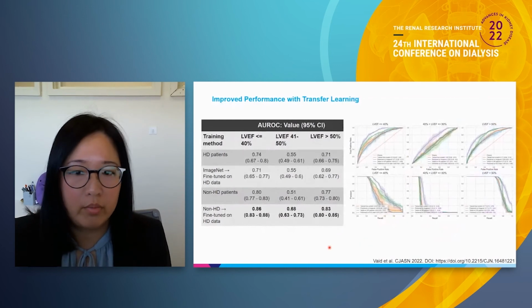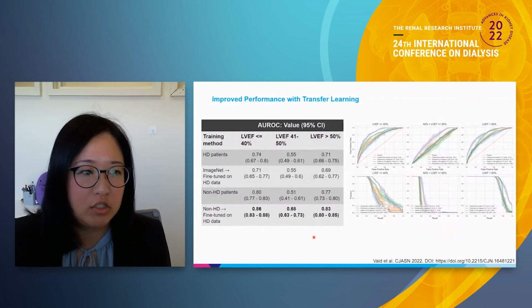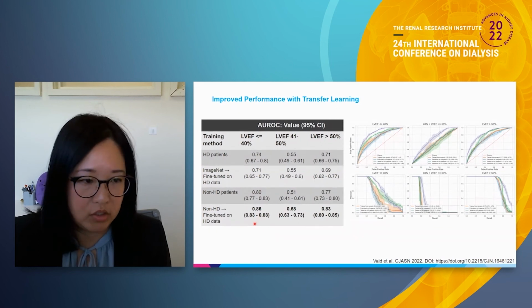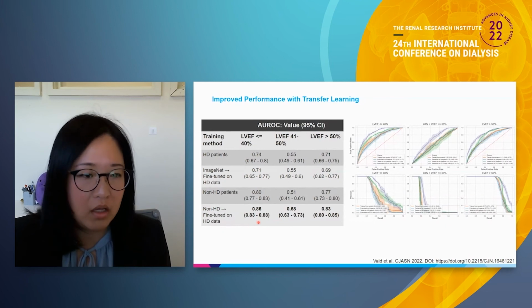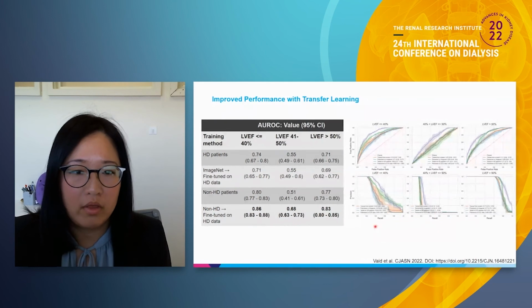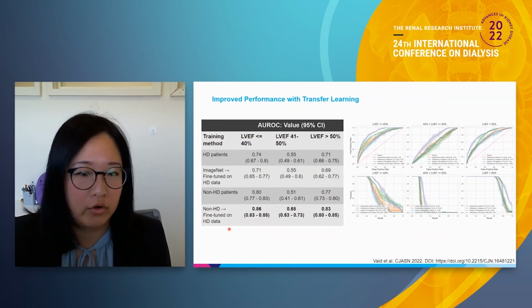So this is the overall performance of the 4 different strategies for the 3 different categories of LVEF. What I want to highlight is that the model that is transfer learned, meaning trained in non-HD patients and further fine-tuned in HD patients, has the highest AUC for all of the 3 different LVEF categories. Here on the right are the AUROC and the PRC curve for the transfer learning model.